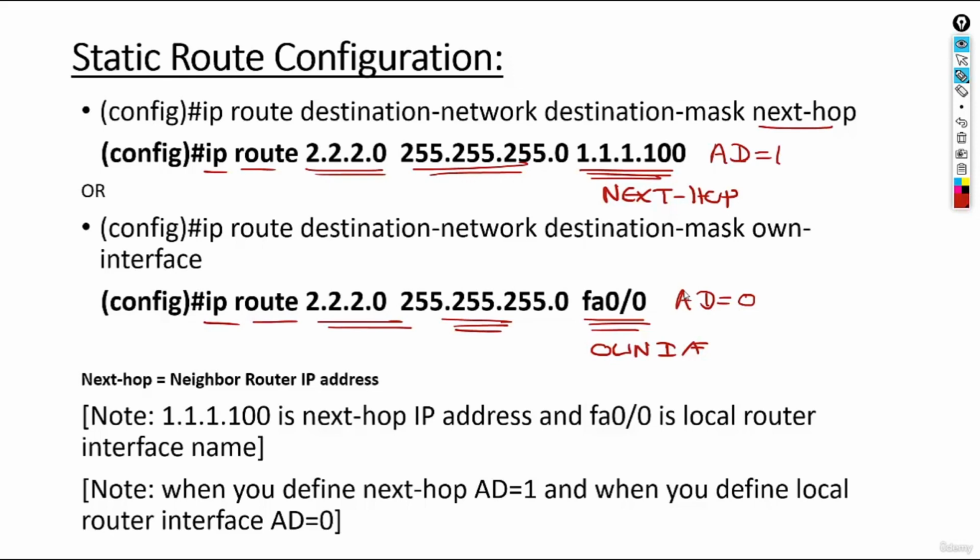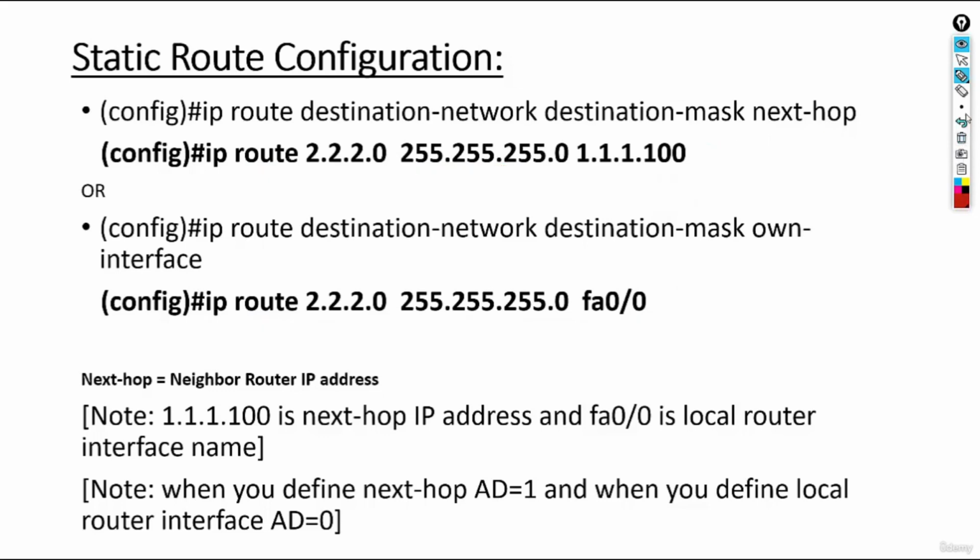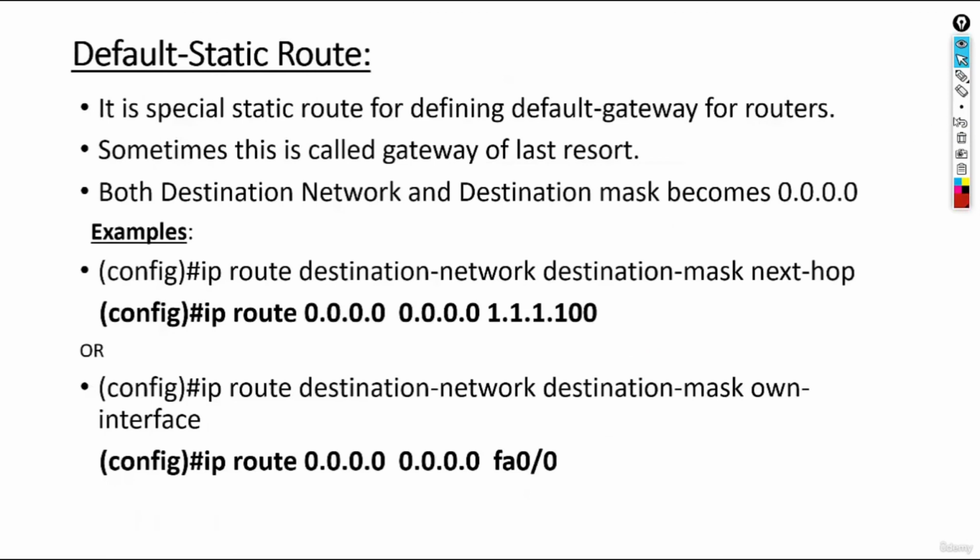Again guys, it's a manual overhead. We are going to a lab very soon. Okay. There's a special static route. Our next slide will talk about the special static route. The special static route is called default static route. Sometimes this is also called gateway of last resort.